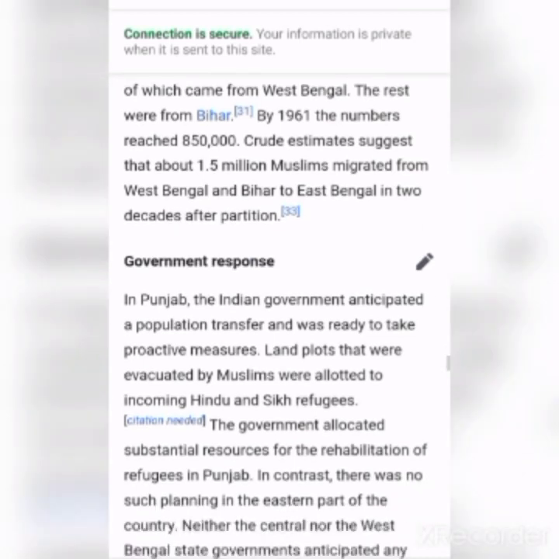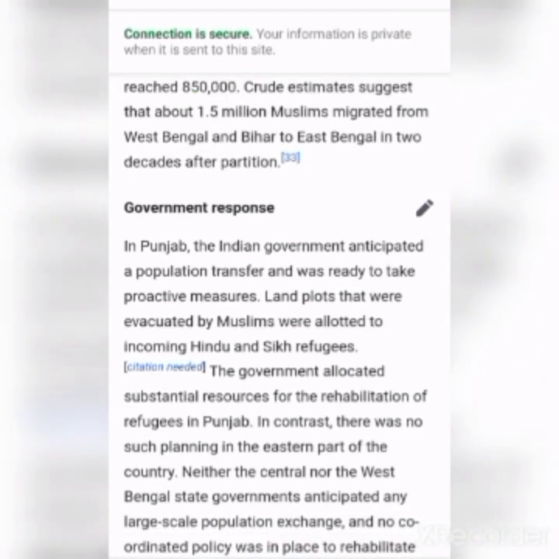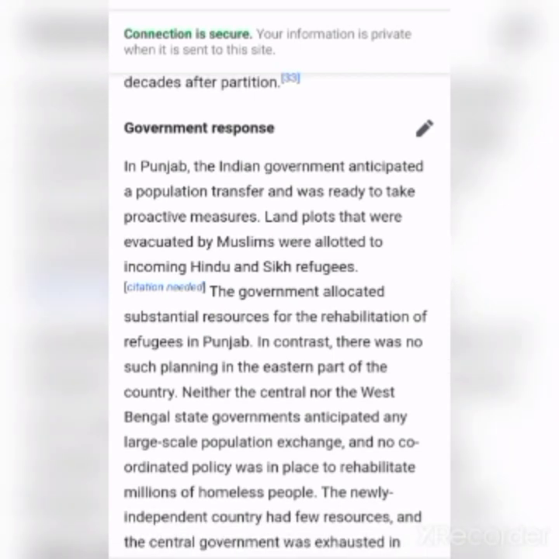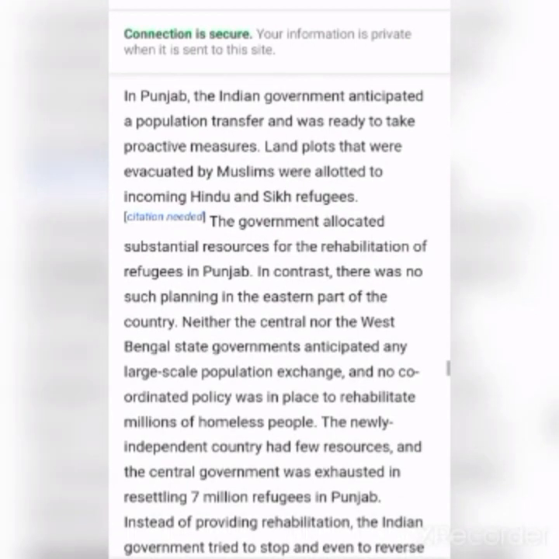Government response. In Punjab, the Indian government anticipated a population transfer and was ready to take proactive measures. Land plots that were evacuated by Muslims were allotted to incoming Hindu and Sikh refugees. The government allocated substantial resources for the rehabilitation of refugees in Punjab. In contrast, there was no such planning in the eastern part of the country.